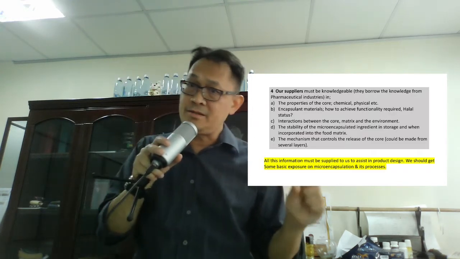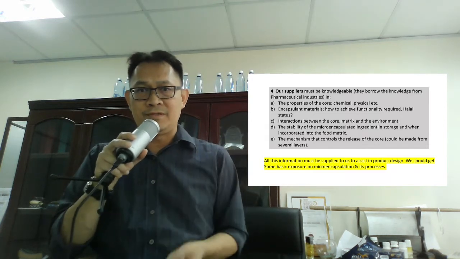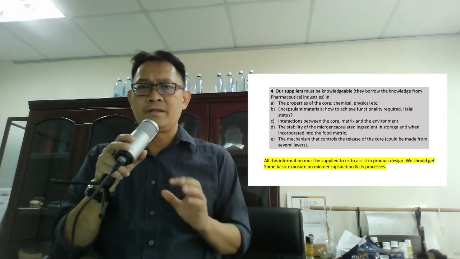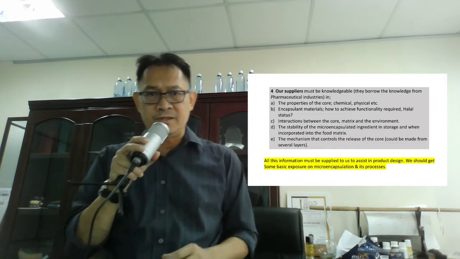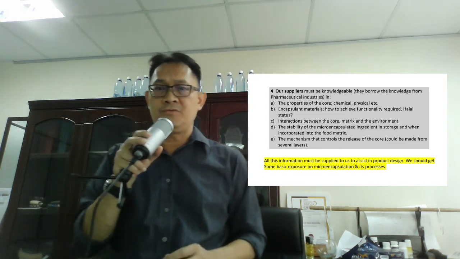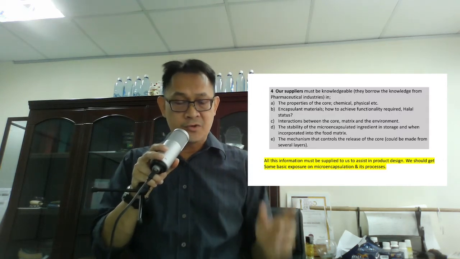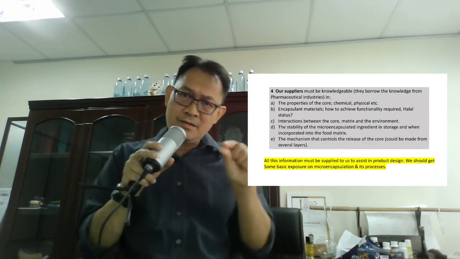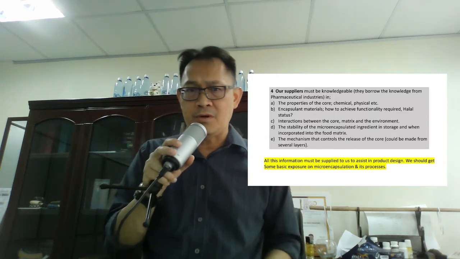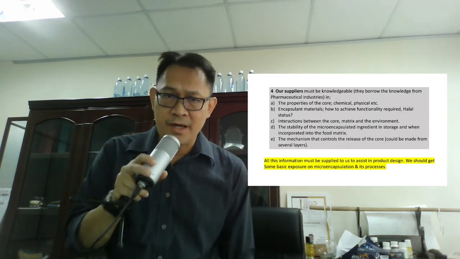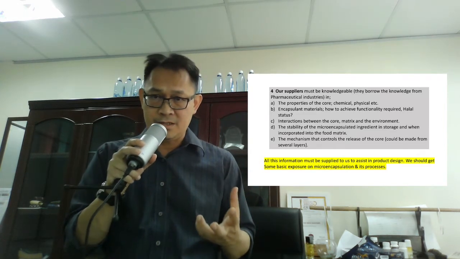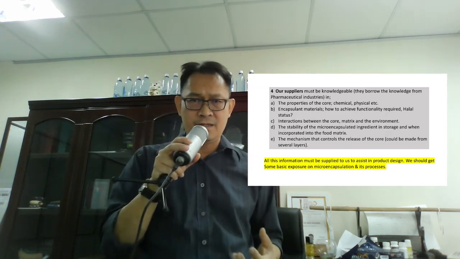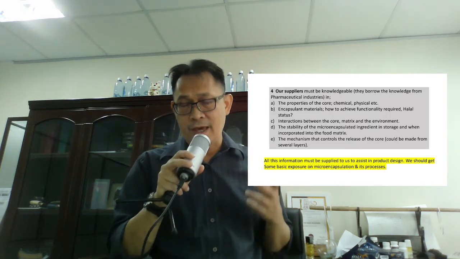You can see from the materials of the encapsulants, and whether there is going to be interaction between the core and the matrix and the environment, the stability of the microencapsulated ingredient in storage and when incorporated in the food matrix, and finally the mechanism that controls the release of the core. Sometimes there is one layer, sometimes there are additional layers, maybe 2 or 3 layers. So with this information from the suppliers, it will assist us in product design and development. So for us, it is important to know the basic exposure on this microencapsulation and processes.